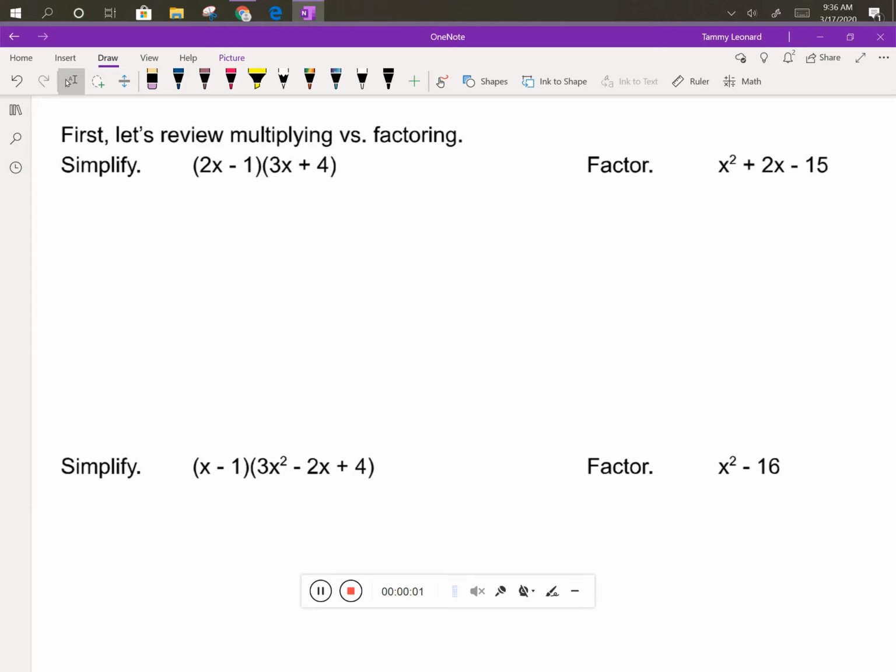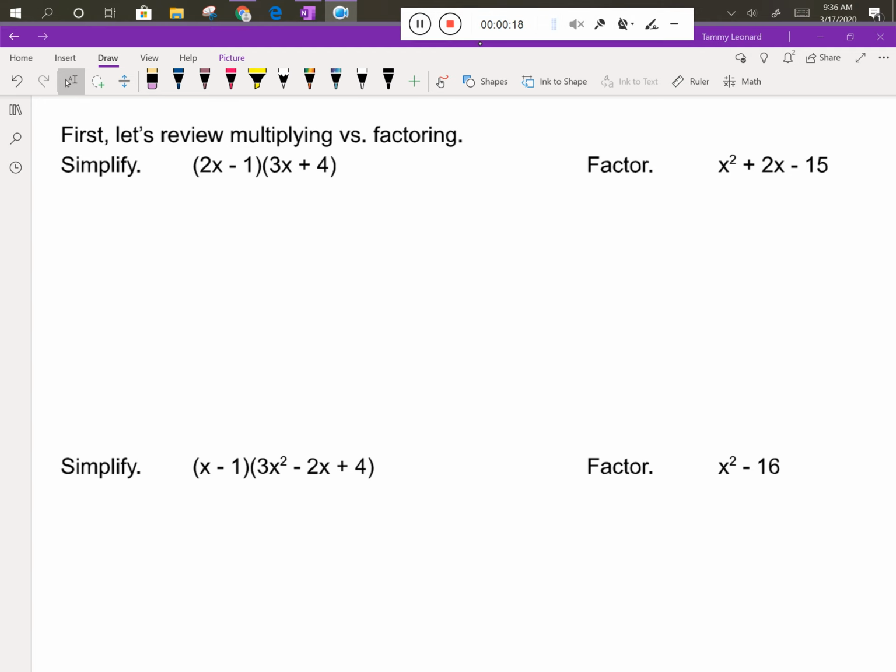We've been spending a lot of days factoring now, so I want to make sure that we keep reviewing some of our old skills. So let's start by reviewing some multiplication. In the first problem, you're asked to multiply 2x minus 1 by 3x plus 4. So let's review how we do that.